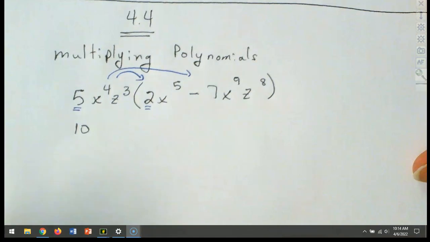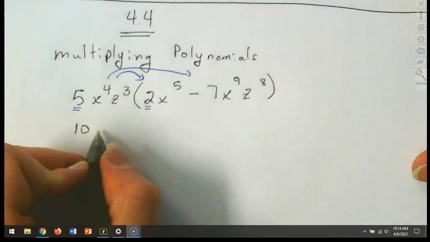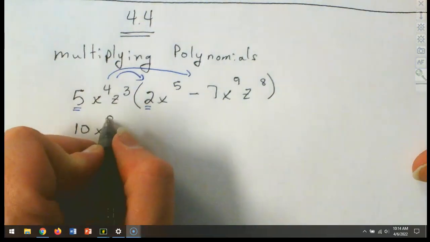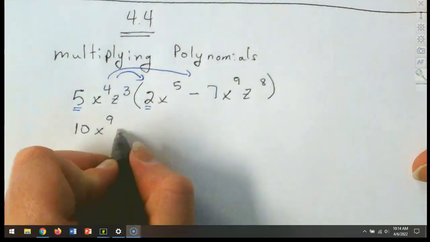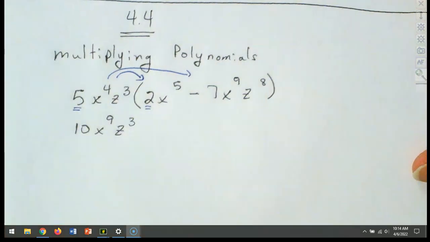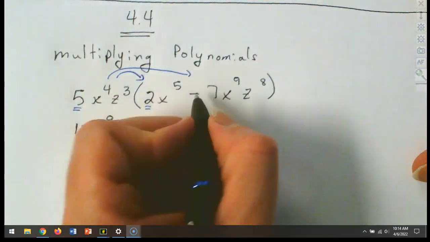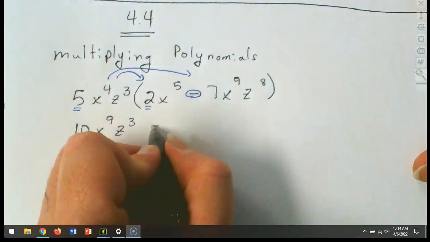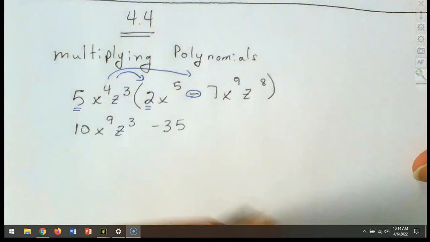Now, how many x's do we have on the first piece? Well, we've got 4 and 5 more. That makes it x to the 9th. Z to the 3rd. Now we do the next one. We distribute that 5 times that negative 7. And 5 times negative 7, well, that's a negative 35.